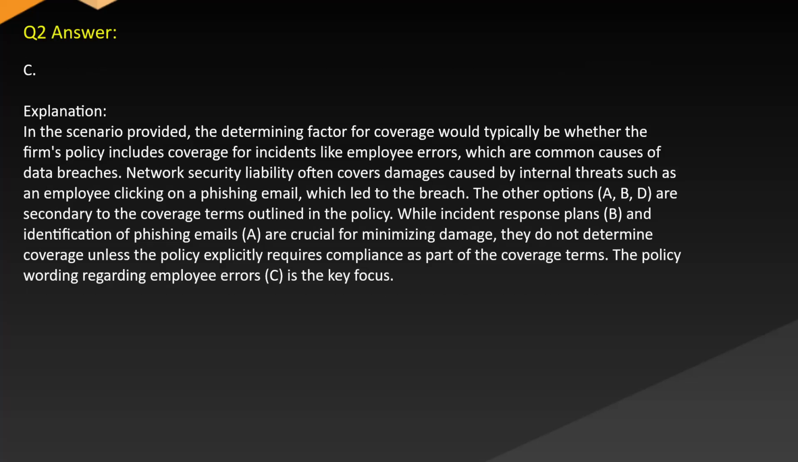Answer. C. Explanation. In the scenario provided, the determining factor for coverage would typically be whether the firm's policy includes coverage for incidents like employee errors, which are common causes of data breaches. Network security liability often covers damages caused by internal threats such as an employee clicking on a phishing email which led to the breach. The other options, B and D, are secondary to the coverage terms outlined in the policy, while incident response plans, B, and identification of phishing emails, A, are crucial for minimizing damage. They do not determine coverage unless the policy explicitly requires compliance as part of the coverage terms. The policy wording regarding employee errors, C, is the key focus.